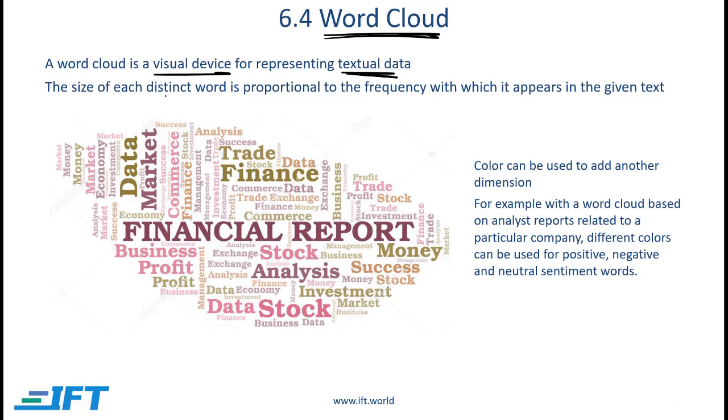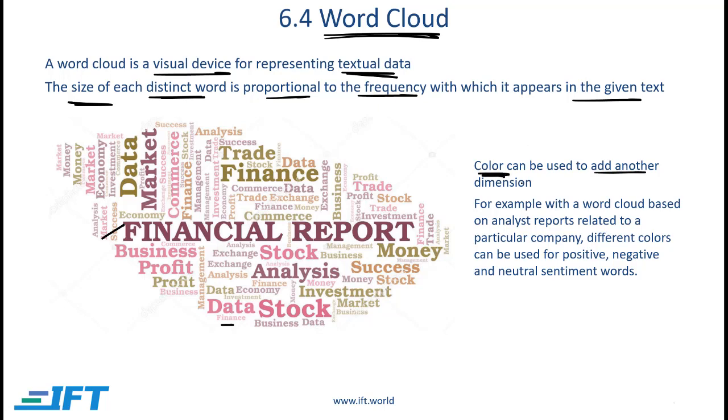for doing this. When we have a word cloud, the most important variable is the size of each distinct word. The size of the word is proportional to the frequency with which it appears in the given text. So in this word cloud, financial report appears more often than any other phrase. So that's why this has the largest font. So words like finance, for example, do appear, but they come relatively infrequently.